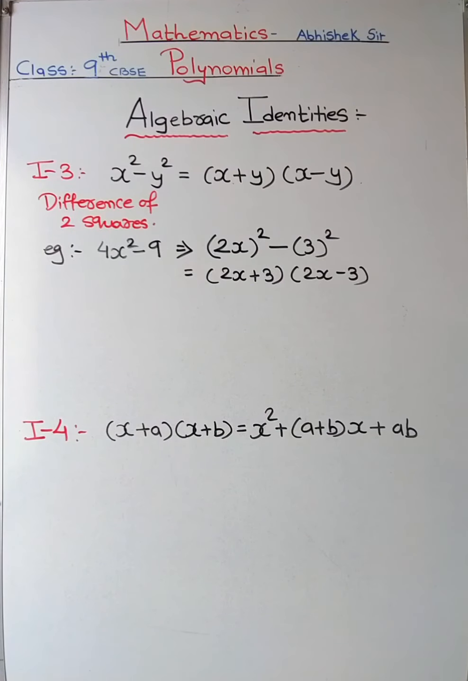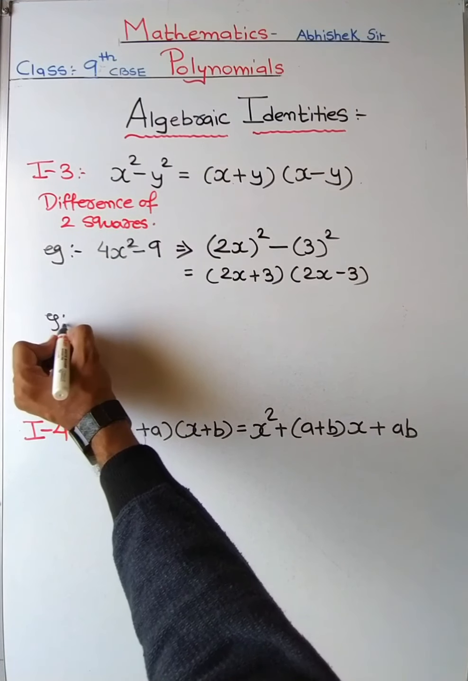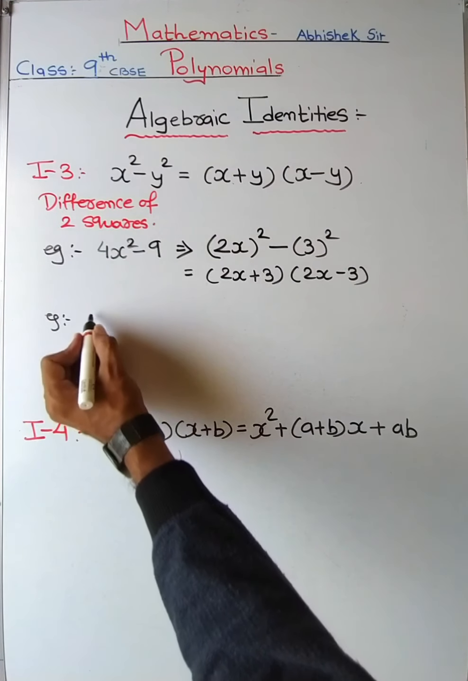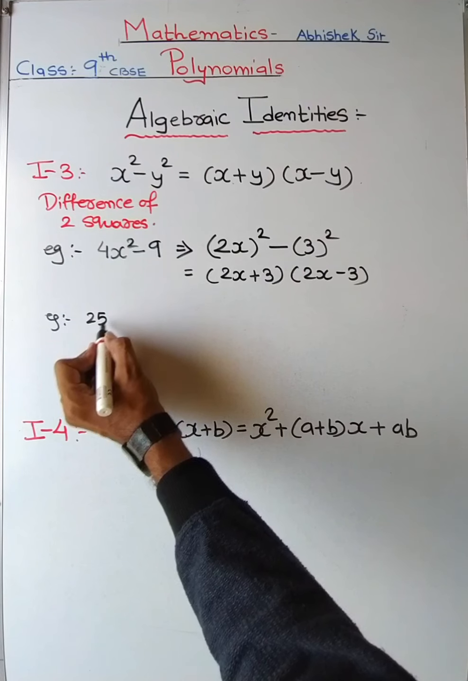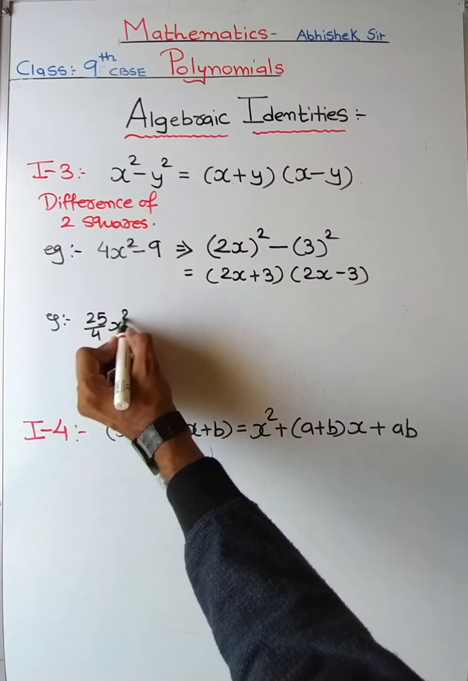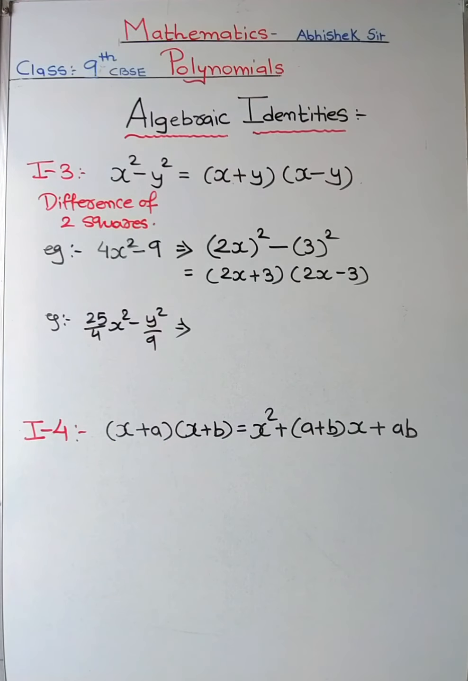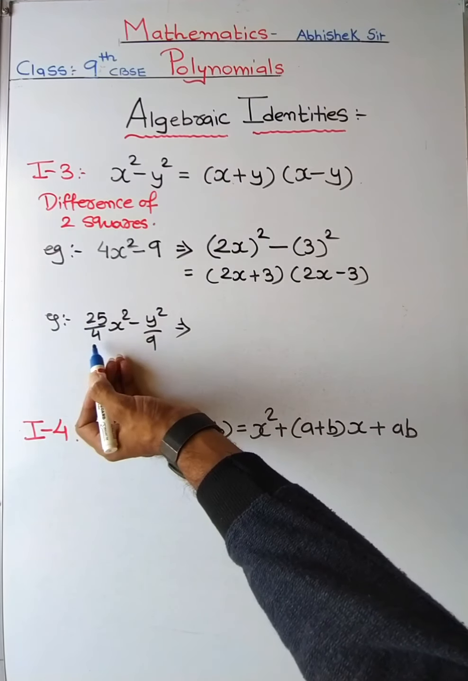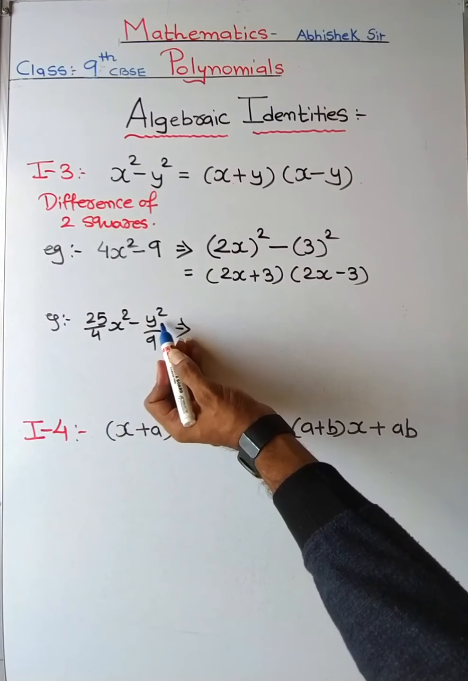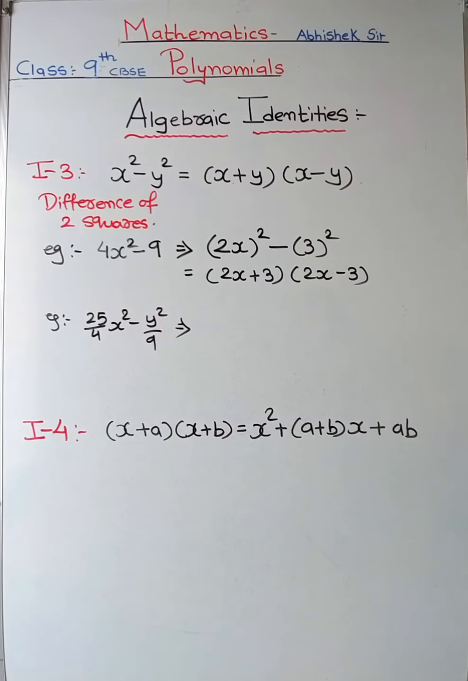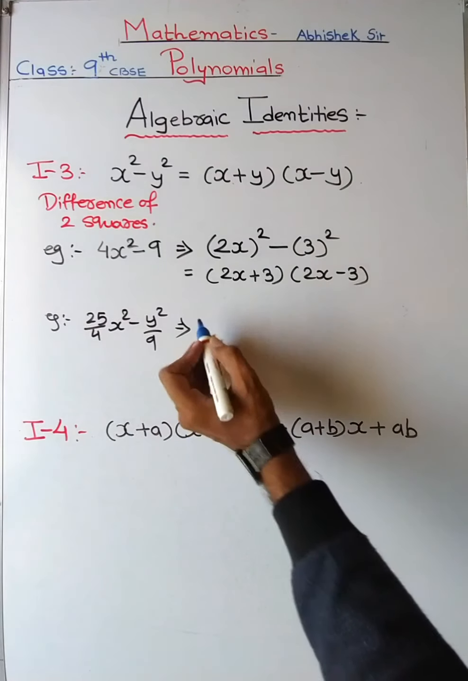One more question let us see, and this time we'll pick a hard one. This is from our example number 18. It is 25 by 4x square minus y square upon 9. Right? Seems a little bit tough, right? Because it has fractions. So let us go by the rule only. Don't panic, solve it very carefully. 25 is a perfect square, 4 is a perfect square, x square is a perfect square, y square is a perfect square, and 9 is a perfect square. So ultimately it is a difference of two squares only.